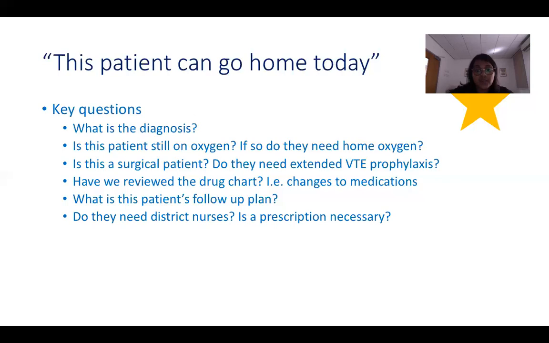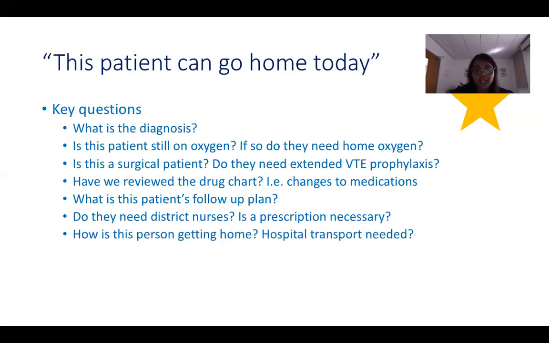Do they need district nurses? So district nurses aren't strictly in your domain. The nursing staff will do the referral to the district nurses. The only way it will come under your radar is if a prescription is necessary. So if a patient, for example, is going home on insulin and the district nurses are going to come in and give the insulin, then you will need to do a prescription for that. And there's a separate form for district nurse prescriptions. The nurses usually know where that form is. But that just needs to float through your head just so you have a rough idea.